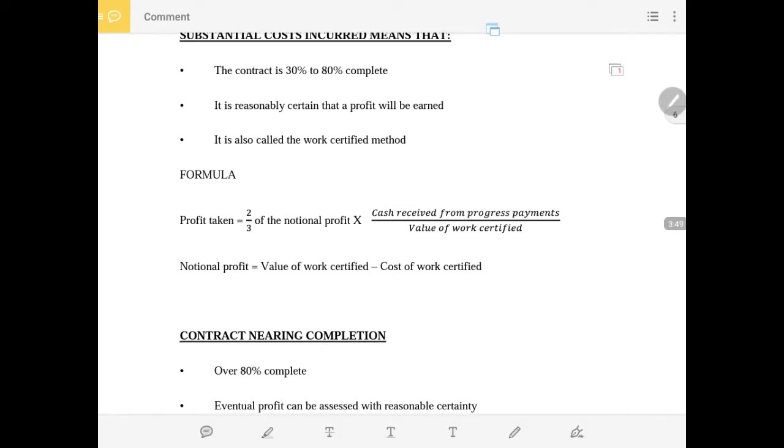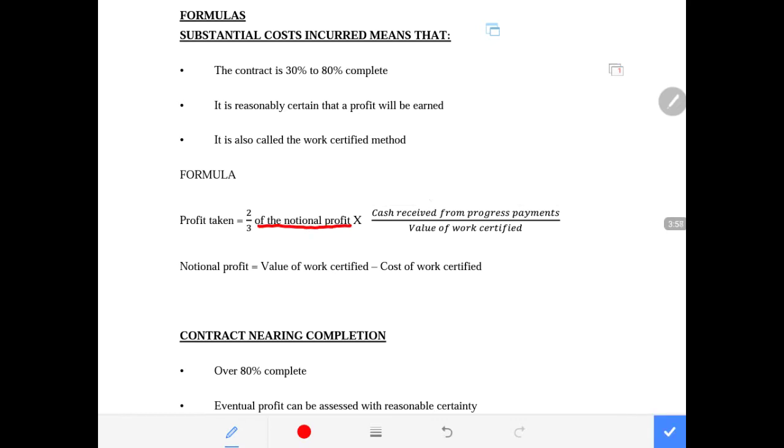Then we continue to the explanation of the other aspect of this formula. Now, how do we calculate the notional profit? Because cash received from the progress payment is not a problem, and the value of the work that is certified is also not a problem. But notional profit is equal to the value of the work that is certified minus the cost of the work that is certified, meaning it is the profit we have made from the cost of the work certified. So that is the notional profit, meaning profit you made based on the progress of the work that you have done.